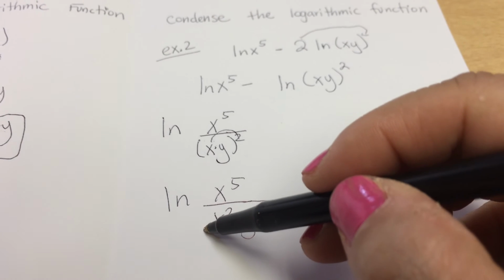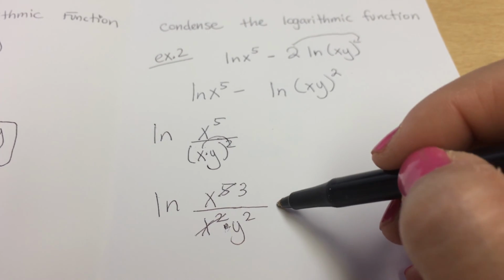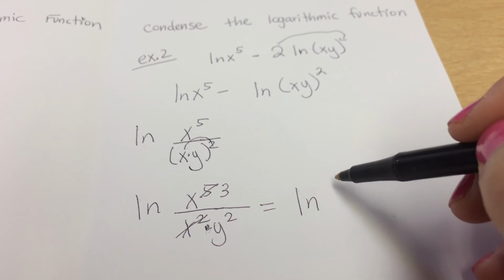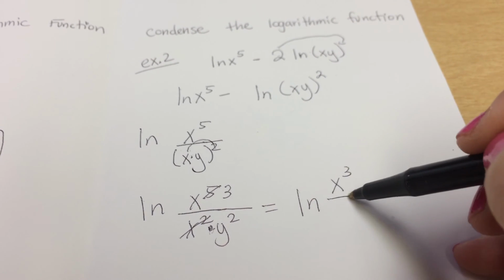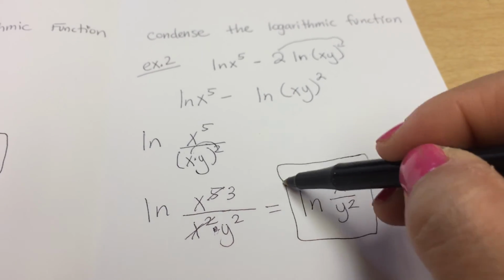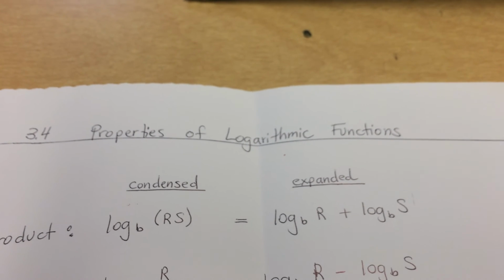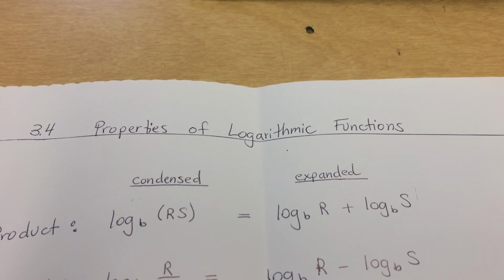So we can cancel out 2 of these x's with the 2 from here as well, so we're left with 3 in this case. So then we have ln x to the 3rd divided by y to the 2nd. And that's your final condensed form right there. All right? So that's what we're going to do in this section for 3.4, properties of logarithmic functions.